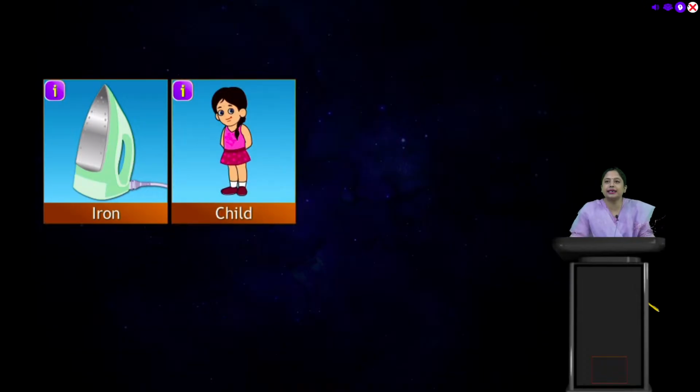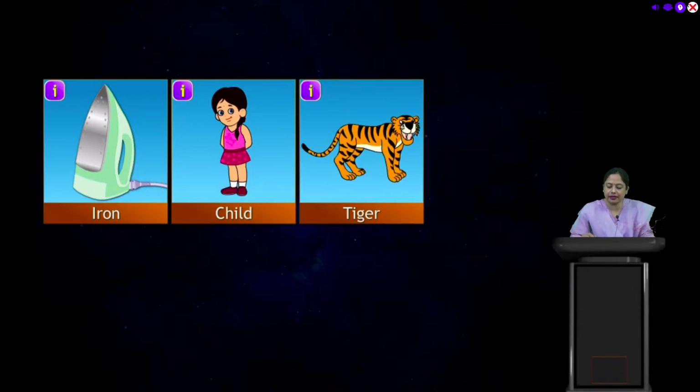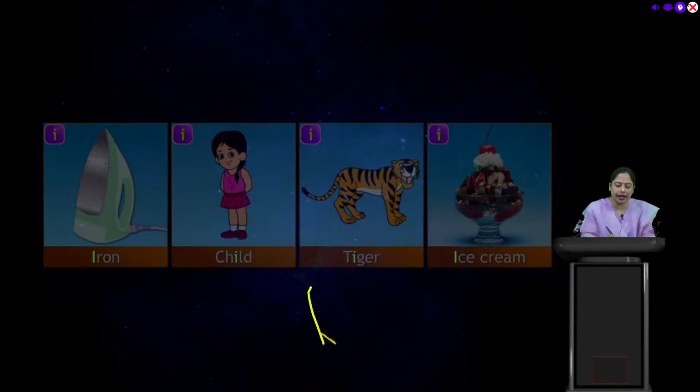Now let us see the same vowel, the same letter I, but this time it shall produce a different sound. Let us see what sound the letter I produces this time. Look at the first one, everyone. I-R-O-N, iron. What is that? You use that to press your clothes. Yes, that's an iron.